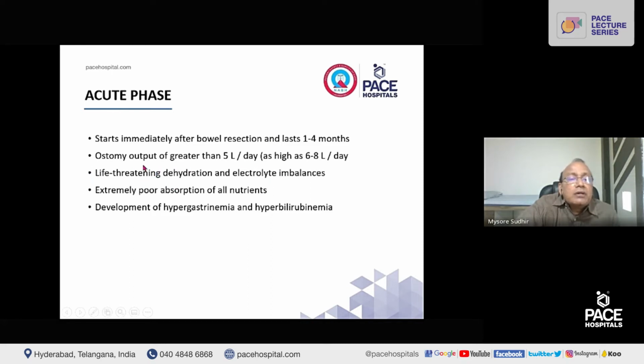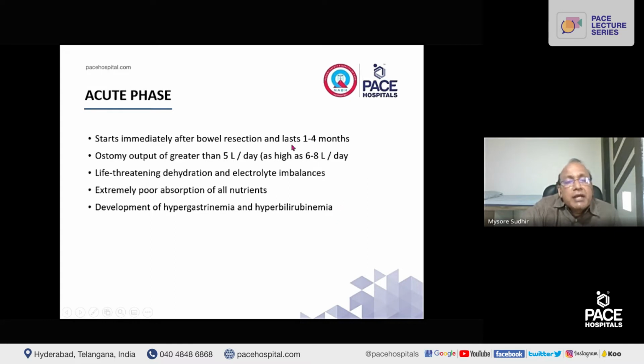The ostomy output can increase to about 5 liters per day, leading to dehydration and electrolyte imbalance. So we have to tackle this and be very alert in the acute phase, the 1 to 4 months after the resection. There's extremely poor absorption of all the nutrients because everything is coming out as diarrhea. There's also a compensatory increase in gastrin, hypergastrinemia also occurs, and there's an increased risk of hyperbilirubinemia in this acute phase.